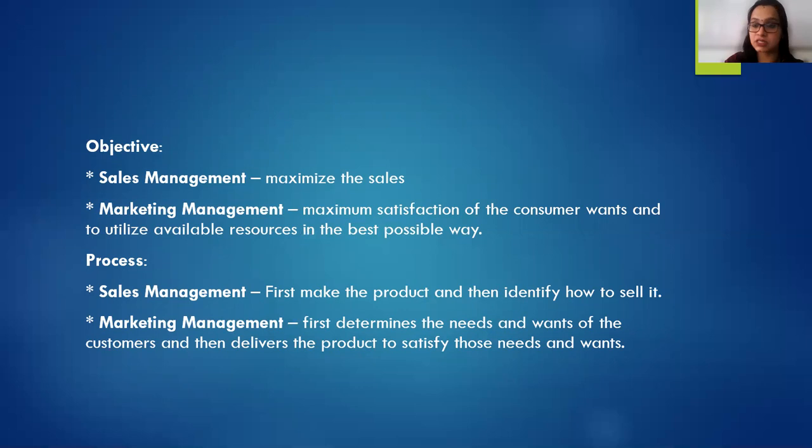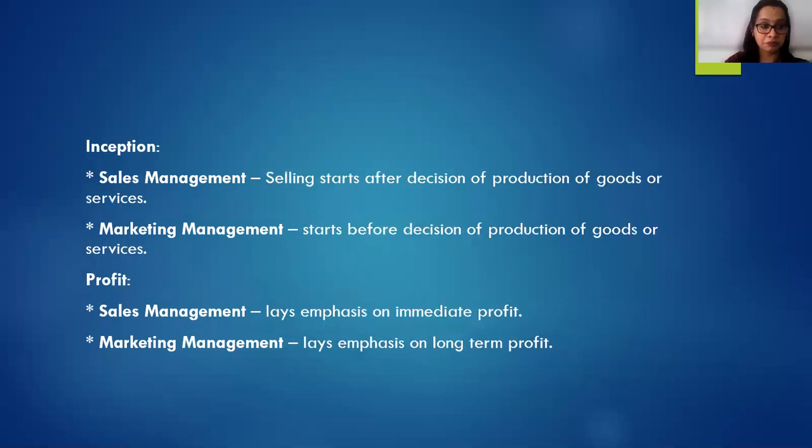In terms of process between the two, sales management tries to first make the product and then identify how to sell it. Marketing management tries to identify what the need or necessity is, then manufacture a product and deliver it to satisfy those needs and wants. So I'm sure you're able to understand the difference between sales management and marketing management.